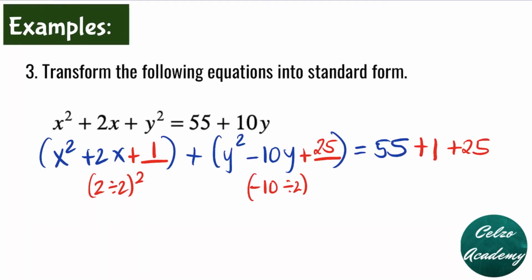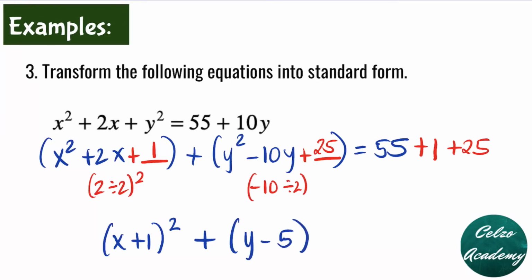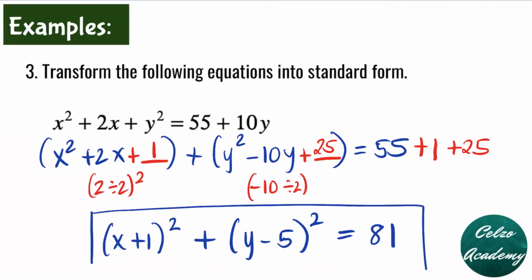The first group can be factored out as x plus 1 to the second power, because the square root of 1 is 1, and you double it, you will get 2. The second group, square root of 25 is 5, but we will be using negative 5. So y minus 5 to the second power is equal to 55 plus 1 plus 25 is 81. So this is the standard form of the given general form.